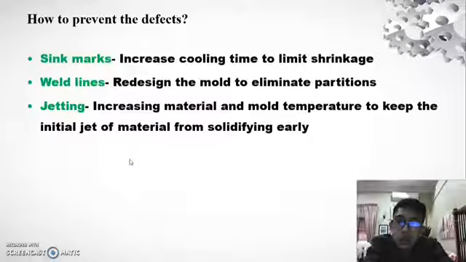For the seam mark defect, we can increase cooling time to limit shrinkage. For the weld lines defect, we can redesign the mold to eliminate partitions. The last is jetting defect. We can increase the material and mold temperature to keep the initial jet of material from solidifying early.